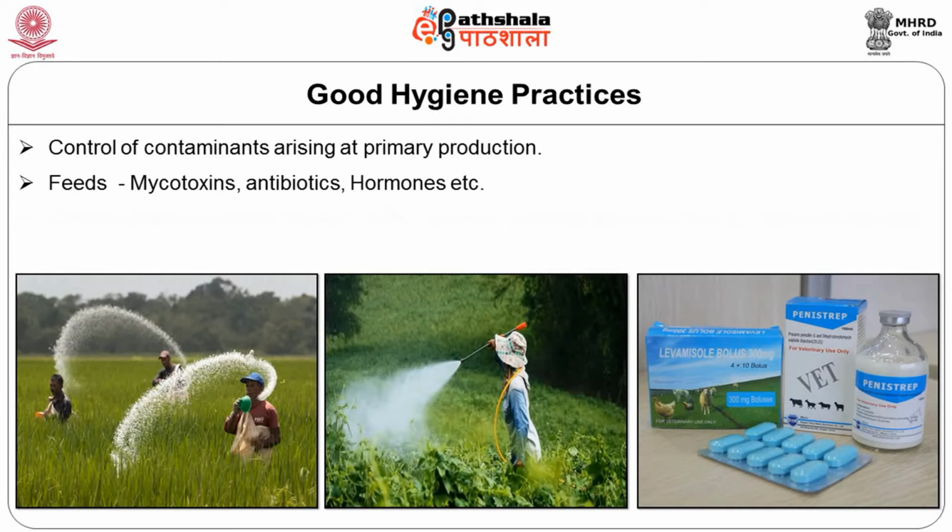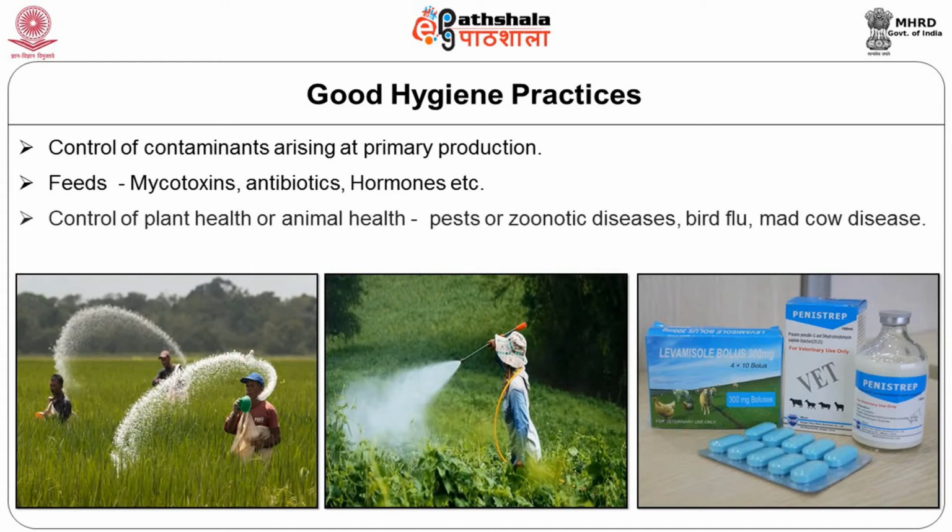Even the feeds given to food animals may have mycotoxins, and they end up in food products from animal sources. Milk may have aflatoxin M1 if the feed has aflatoxin B1. Similarly, some antibiotics are part of feed ingredients, and they may also end up in products like egg or meat. A similar situation is true in the case of hormonal injections. When we are trying to control plant health or animal health, pests or zoonotic diseases like bird flu and mad cow disease, which affect animal health, may also end up in the meat or milk that we consume.